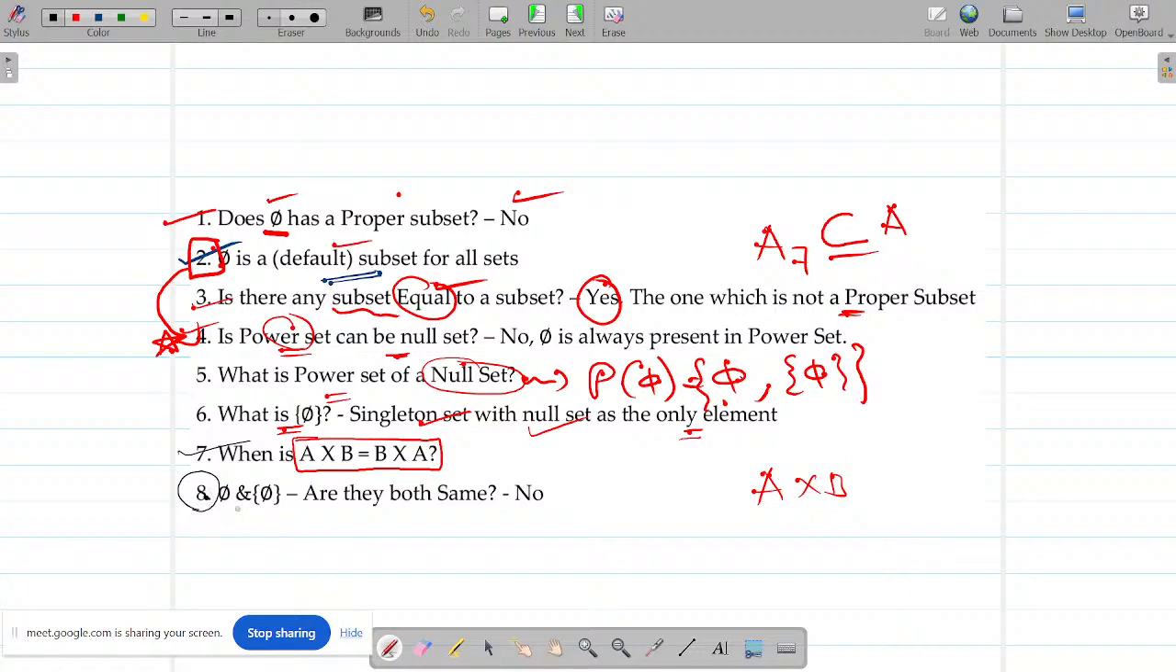What about the eighth one? Are phi and this one both the same or not? This is a null set. This is a singleton set with the null set as a member. So more or less all of them revolve around one single content with respect to the null set, except this one. Seventh, I think it's clear. Okay, so almost the major thing is over.